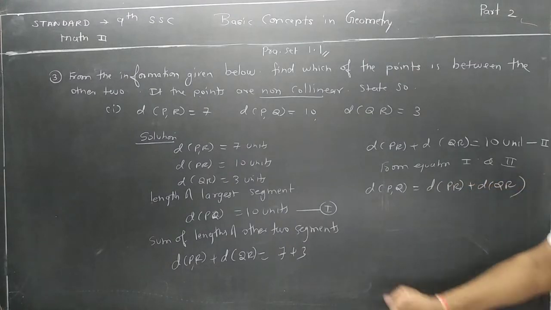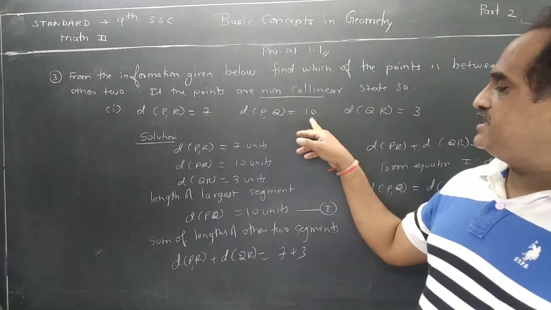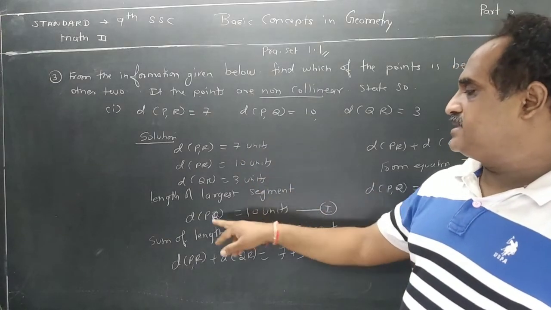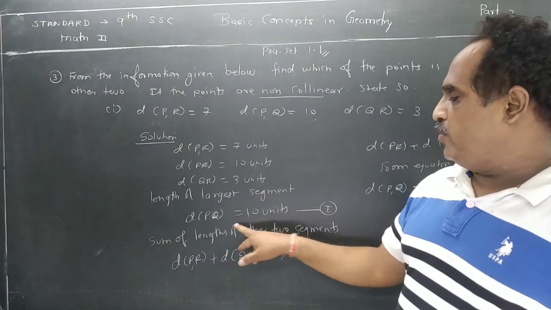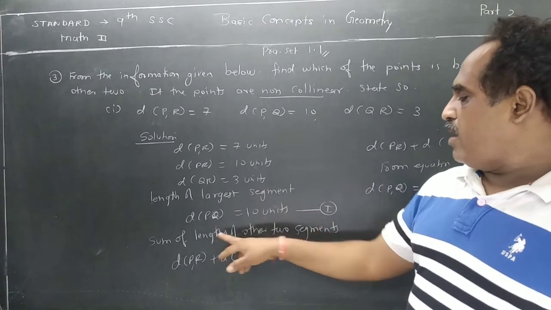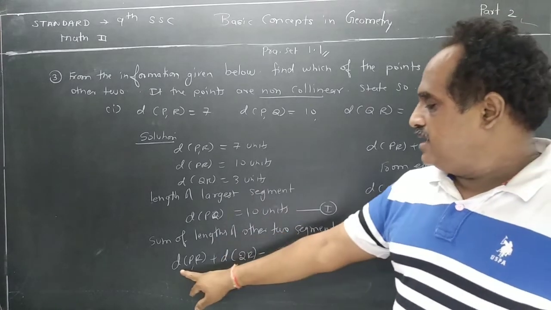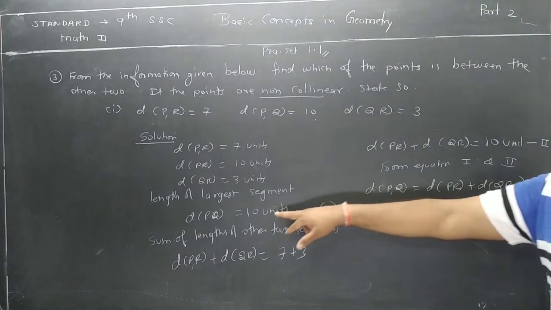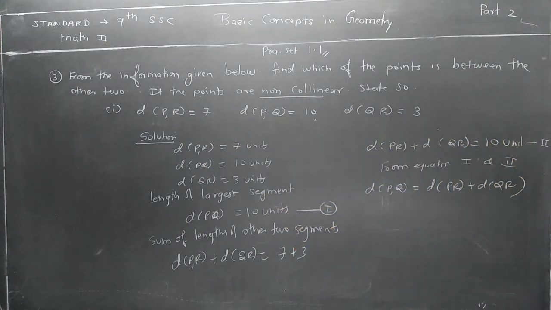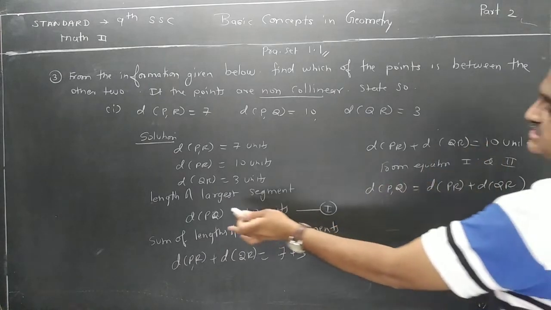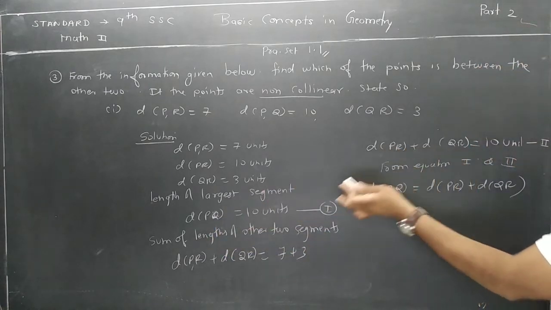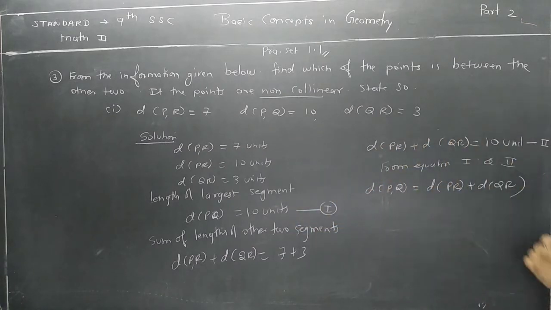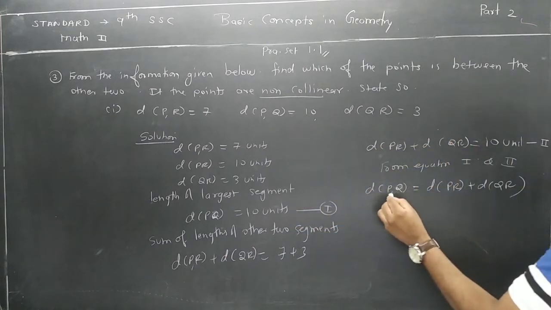See once again, in this case, which one is the largest? We have to write out the segments. Length of largest segment is PR, equal to 10 units. Sum of the lengths of the other 2 segments, that is PQ plus QR, is also 10. You see they are equal. So from equation 1 and 2, when they are 10 and 10, distance PR is equal to PQ plus QR. So this is the largest segment.